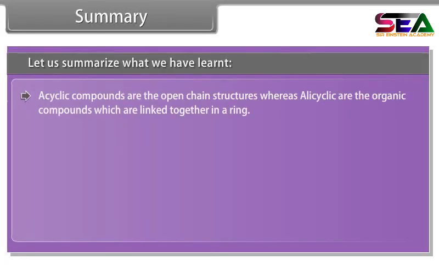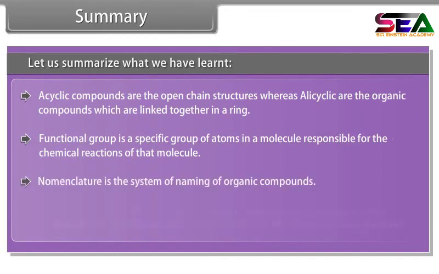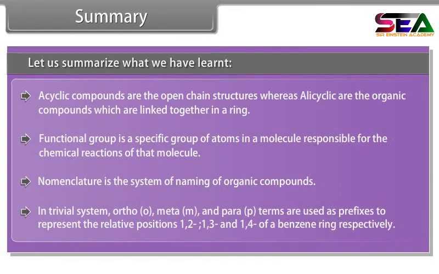Acyclic compounds are the open chain structures, whereas alicyclic are the organic compounds which are linked together in a ring. Functional group is a specific group of atoms in a molecule responsible for the chemical reactions of that molecule. Nomenclature is a system of naming of organic compounds. In trivial system, ortho, meta and para terms are used as prefixes to represent the relative positions 1,2, 1,3 and 1,4 of a benzene ring respectively.